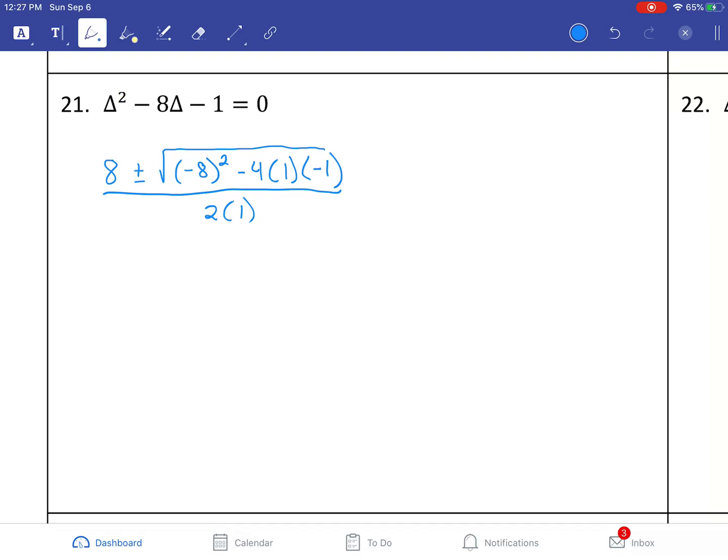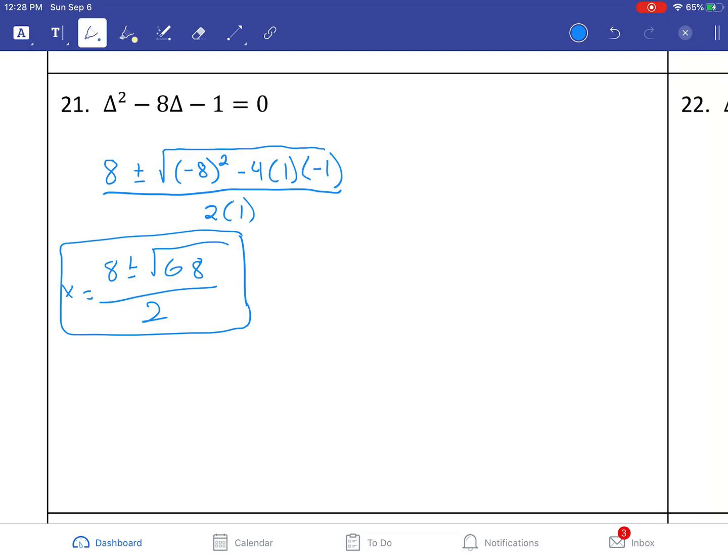So we start figuring this out. Use your calculators. You got 64 when you square the negative 8, minus 4 times 1 times negative 1 gives you 68. So we have 8 plus or minus the square root of 68 over 2. Okay, now technically I think you can reduce the square root of 68, but we're not really doing that right now. So this would be your answer. So x will equal this. You can stop there. That's as far as we need you to go.